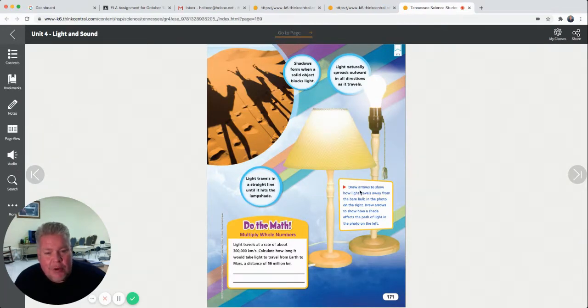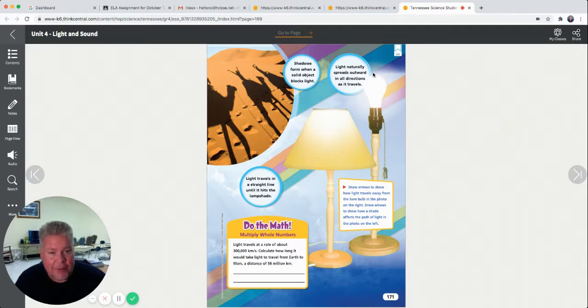Draw arrows to show how light travels away from the bare bulb in the photo. On the right, draw arrows to show how a shade affects the path of light in the photo on the left. Okay, so we can't draw arrows, but with nothing like this lampshade around it, we read on the last page that it travels out in straight lines in all directions. So every direction from that light bulb, to the left, to the top, to the side, to the right, it travels out in all directions in straight lines.